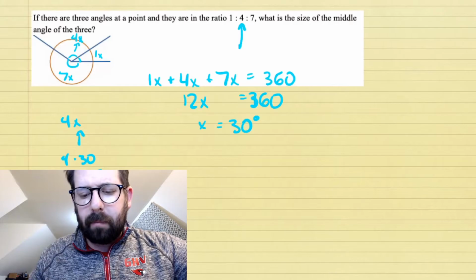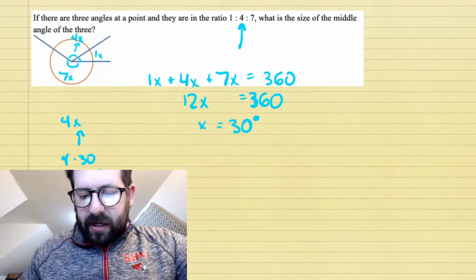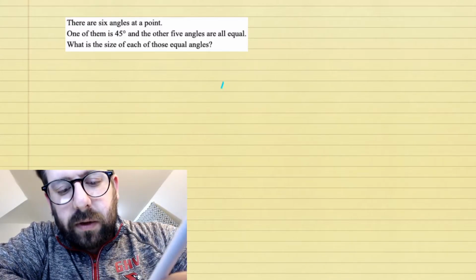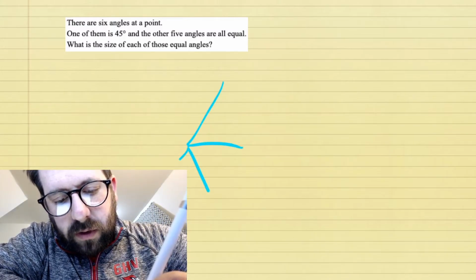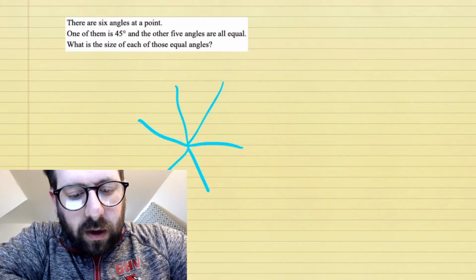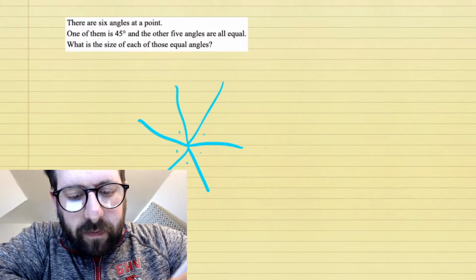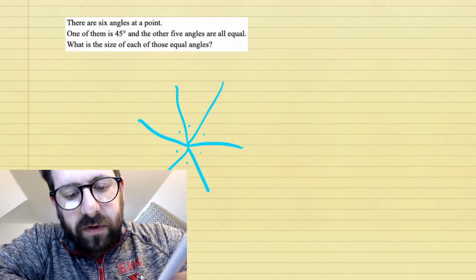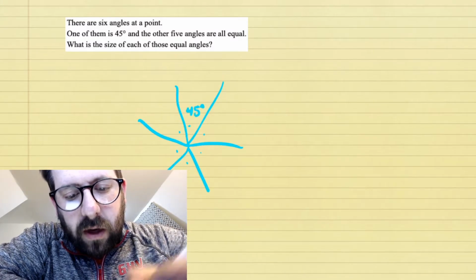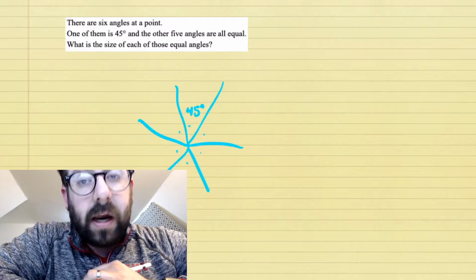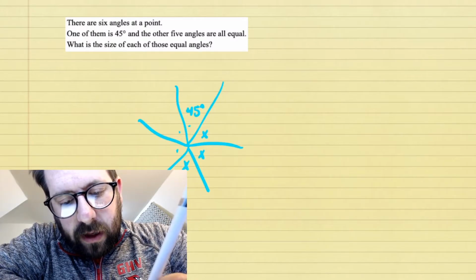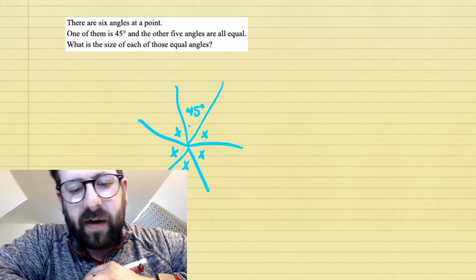What is this, the third problem? Okay, let's go to the next one here. So we have 6 angles at a point. Let me just draw this like that. 6 angles. Okay, there's my 6. And one of them is 45, so let's just call this one 45 degrees. And all the other 5 are equal. So let's just call these all x's. We don't know what they are. They didn't tell us what they are. They're just all the same, those 5 angles.